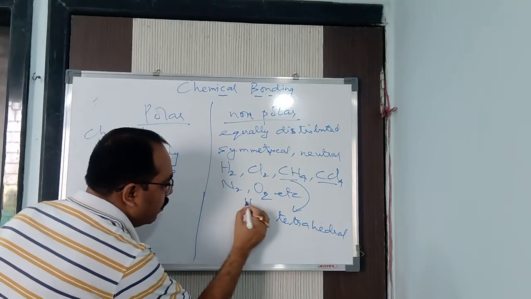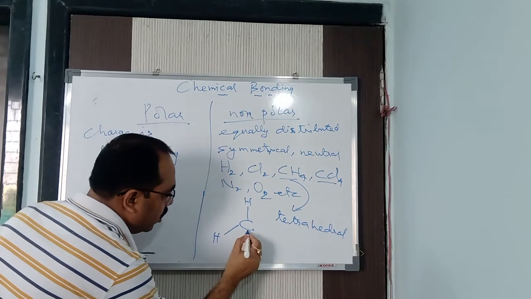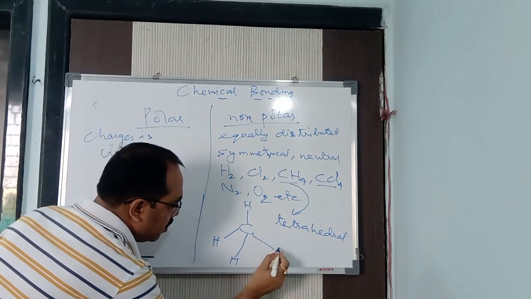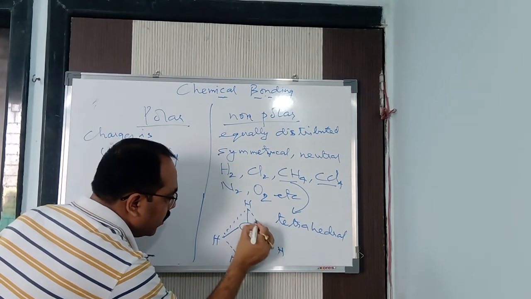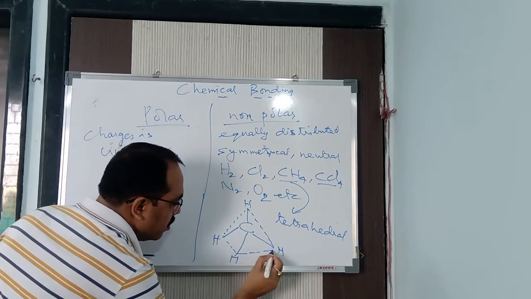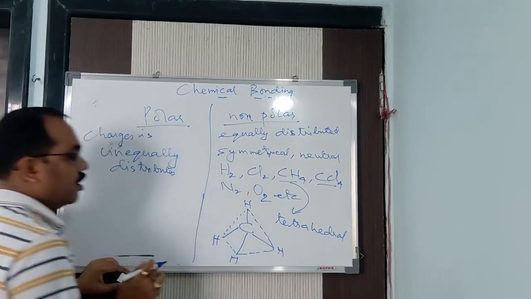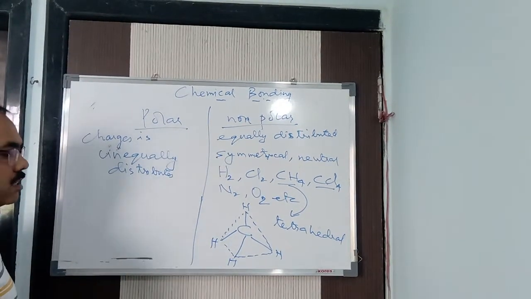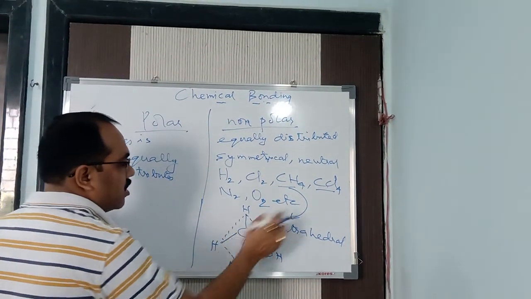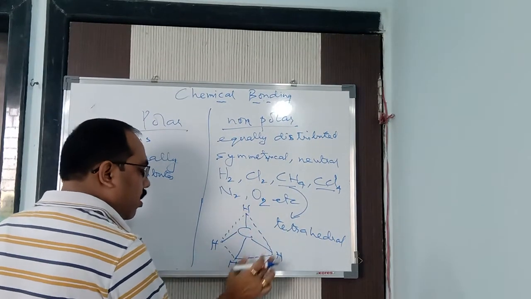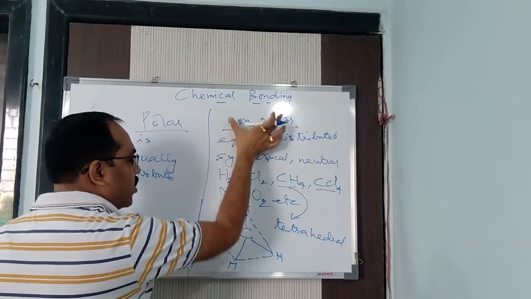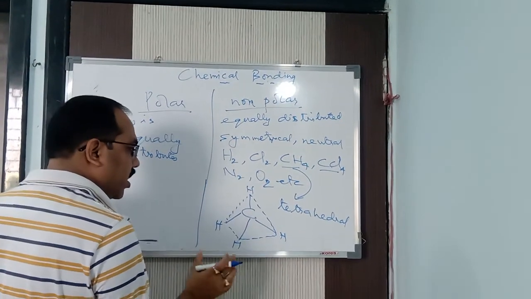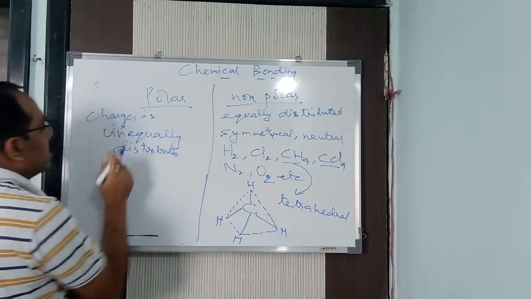If you ask me the shape, I can draw it and show it to you. This is the shape of the methane molecule. This is a tetrahedral, a 3-dimensional figure. As it is symmetrical, the shape is tetrahedral in nature. Same thing for CCl4 also. Now any molecule which is symmetrical and neutral, and where the charge is equally distributed, is said to be non-polar in nature. Clear.